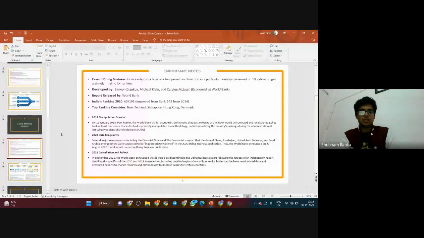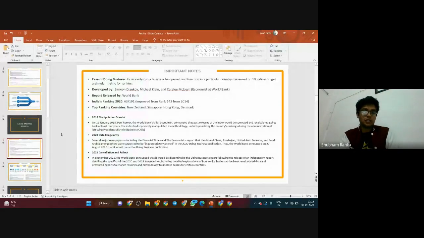So that is the reason, when the chief economist got an idea about what is happening, and since the World Bank was taking part in this very unfair trade practice, they chose to pause this ranking for those years and then recalculate the ranking for the last 4 years. That was done in 2018.